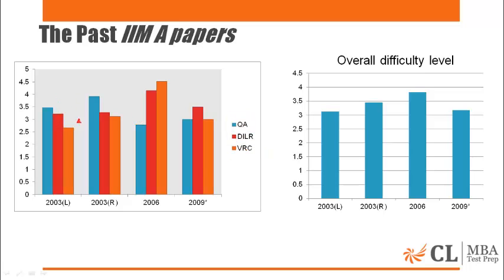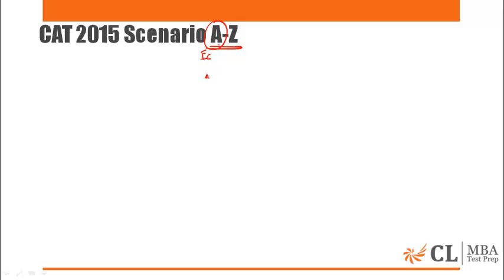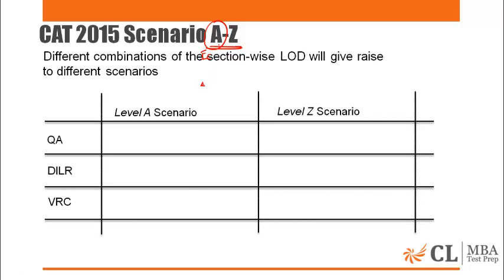For the most difficult combination, the other extreme, which is Z for QA, is from the 2003 repeat paper. For DILR, it is this paper, and VRC, which will be 2006. That's the range that we are talking about. Different combinations of the section by the LOD will give rise to different scenarios.